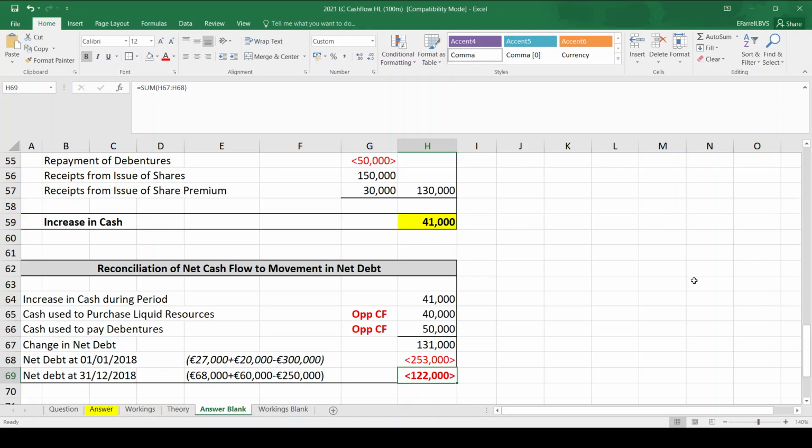So that's all our calculations done on the cash flow question for the 2021 Leaving Cert.